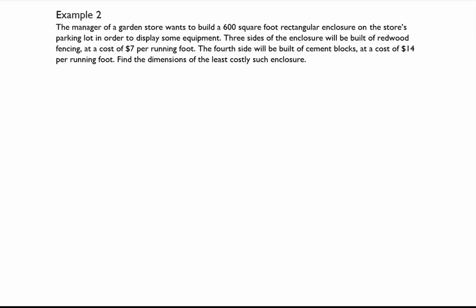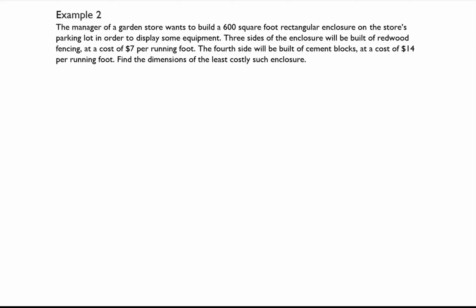Example 2 says the manager of a garden store wants to build a 600 square foot rectangular enclosure on the store's parking lot in order to display some equipment. 3 sides of the enclosure will be built of redwood fencing at a cost of $7 per running foot. The 4th side will be built of cement blocks at a cost of $14 per running foot. Find the dimensions of the least costly such enclosure.